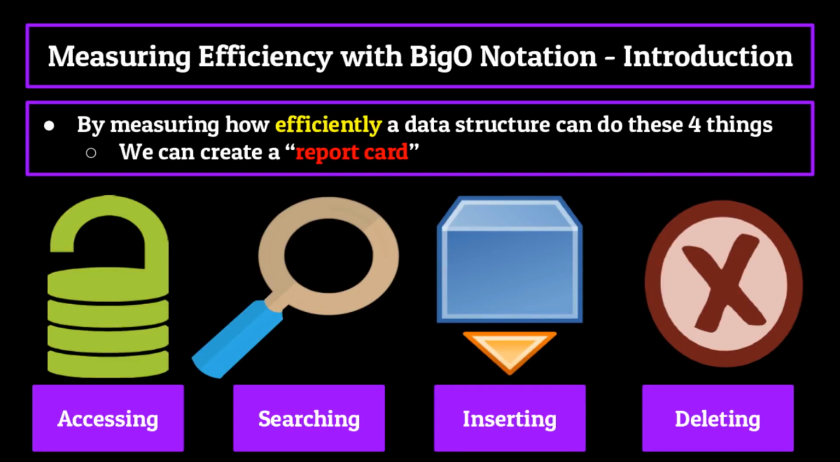Now, if we use BigO notation to basically create a report card, like I said, there must be some way to actually grade each of these functions, and there is. The 4 criteria mentioned, accessing, searching, inserting, and deleting, are all scored using BigO notation time complexity equations. Now, what is a BigO notation time complexity equation? Well, I'm glad you asked.